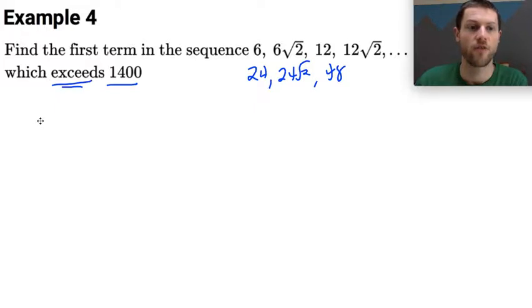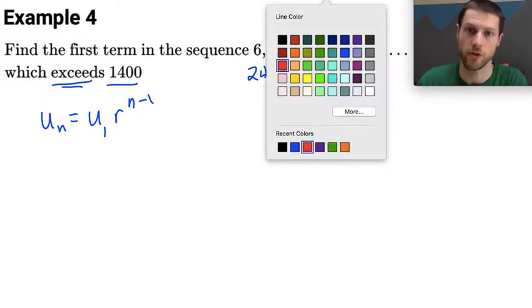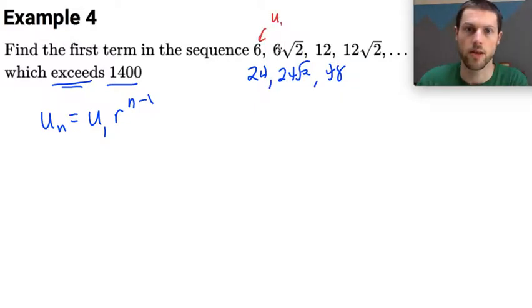So to find the formula for this thing, I need to know what my initial term is, and I need to know what my common ratio is. And you can find that pretty apparently by looking at the sequence. So the first term is going to be the first term. So this is my u sub 1. That one's taken care of. So u sub n is going to equal 6 times.